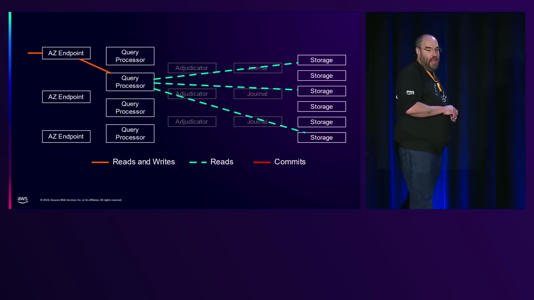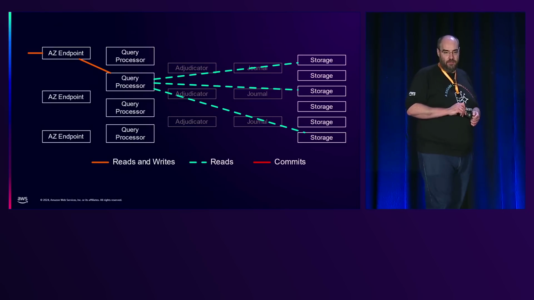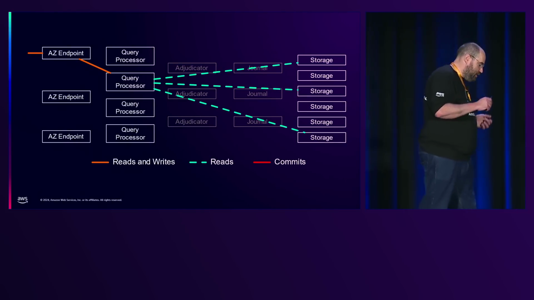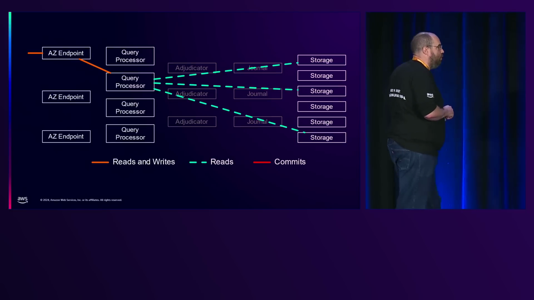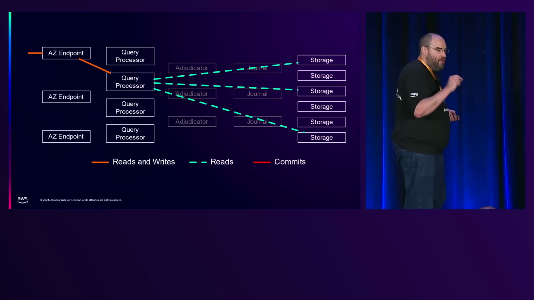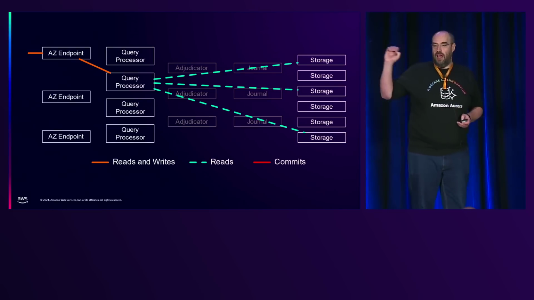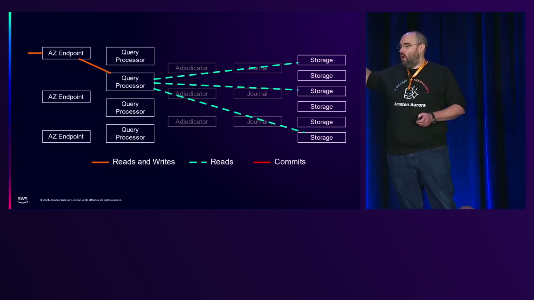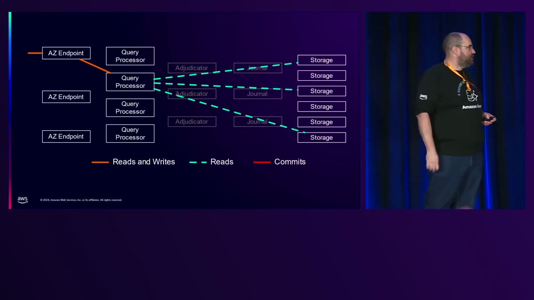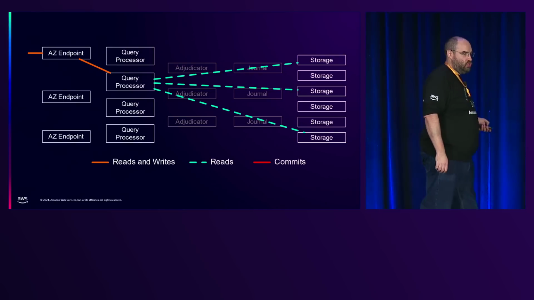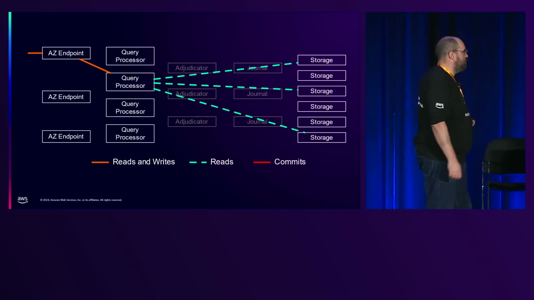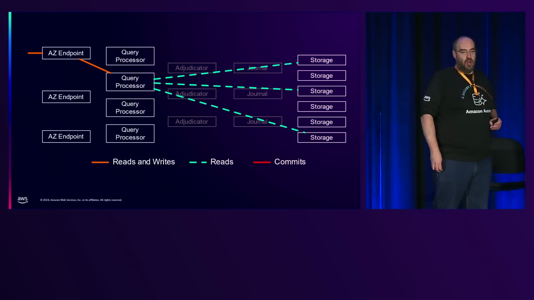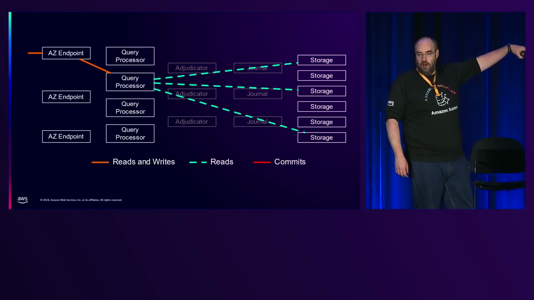Writes end there at the query processor. They don't go any further. I'll talk about, when I get into multi-region, why that's such an important property. But for now, the important thing about it is that those writes are not coordinating with any other part of the system. Writes aren't going to storage, which makes isolation implementation much easier. Writes aren't having to communicate between query processors, which makes the scalability of that layer much easier.